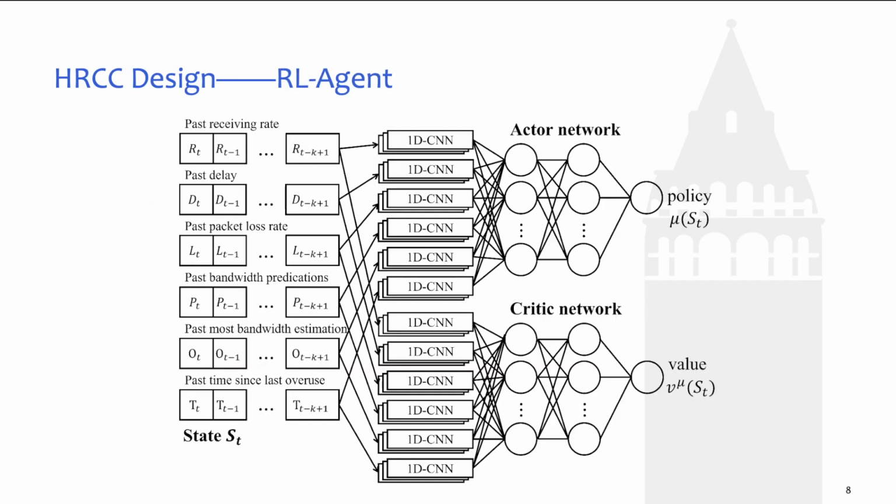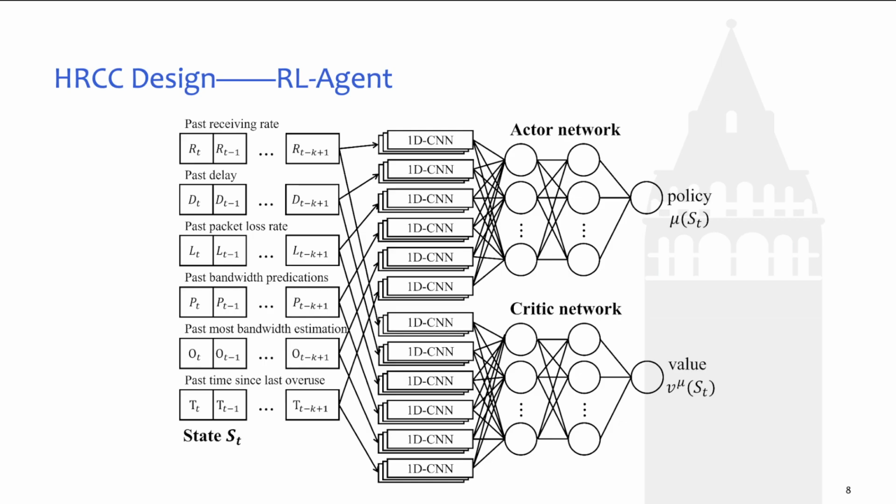Now we introduce the design of the RL agent. We adopt convolution layers to extract the sequence features and fully connected layers to encode the gain coefficient policy. For the training algorithm, we choose the PPO algorithm to train the agent.